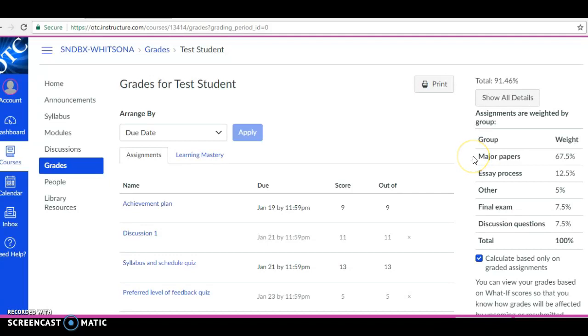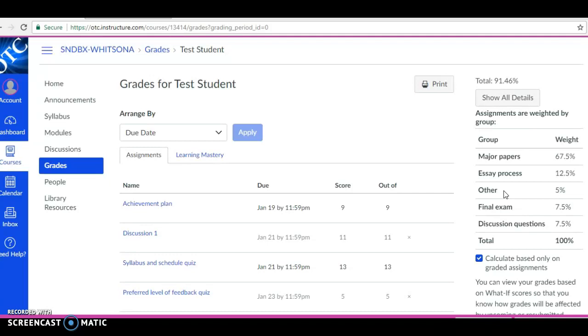So major papers are worth 67.5%. Those are those big writing assignments. Essay process, things like peer review or preparation quizzes for the papers, are worth 12.5%. The final exam is worth 7.5%. Discussion questions are worth 7.5%. And everything else, so that's like reading quizzes and other small assignments, is worth 5% of the grade.